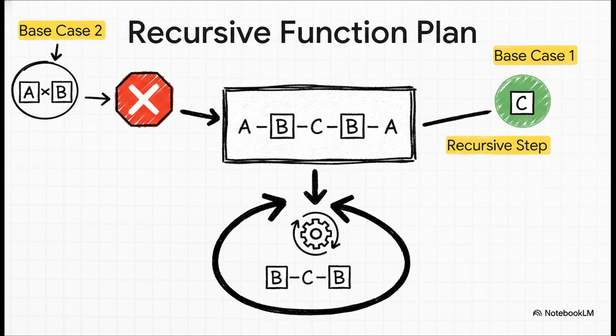So, any good recursive function needs an escape plan. It has to know when to stop calling itself. We call these base cases. We actually have two. Plan A, if the string is super tiny, one letter, or even empty, it's a palindrome. Done. Return true. Plan B, if those outer letters don't match at any point, game over, it's not a palindrome. Return false immediately. And if neither of those things are true, well, that's our recursive step. We just run the whole check again on that smaller middle piece.